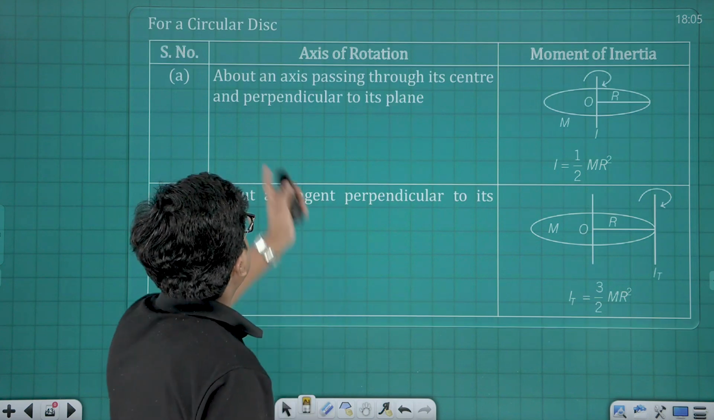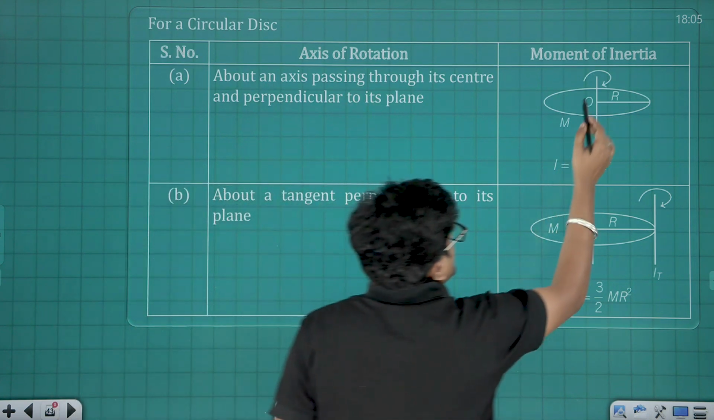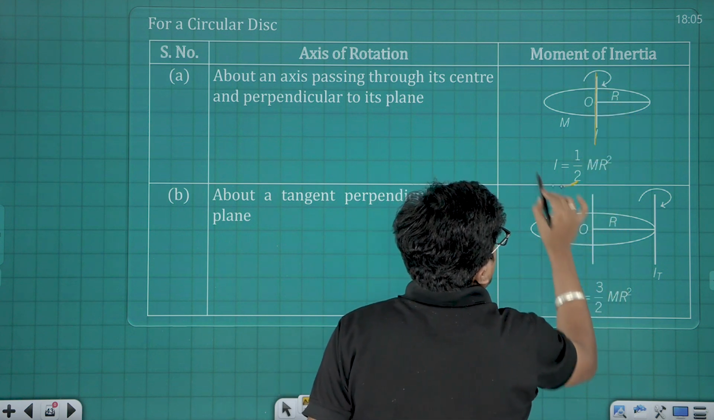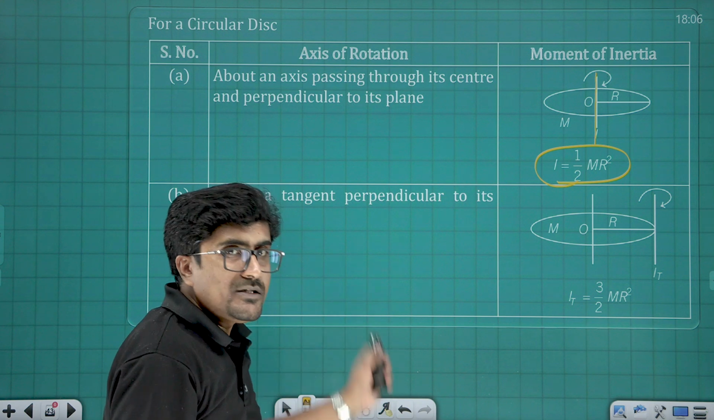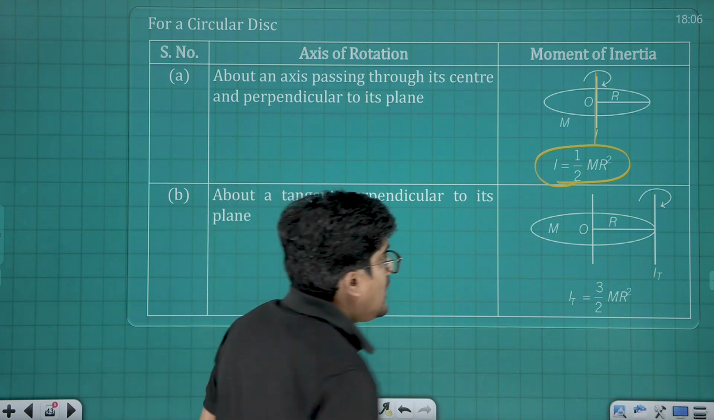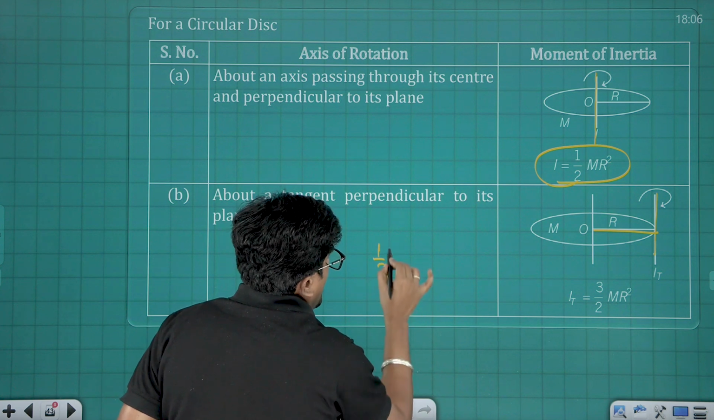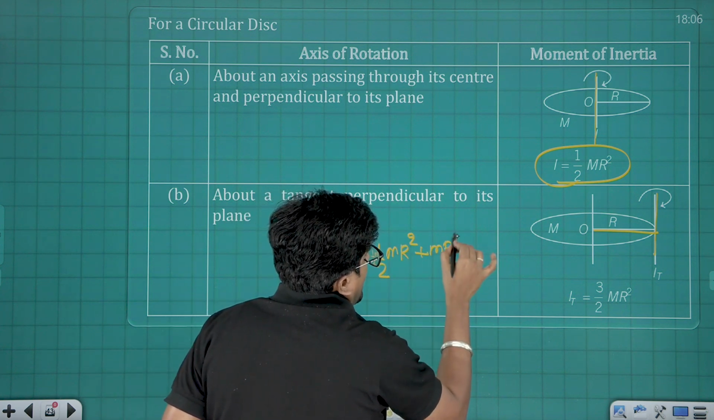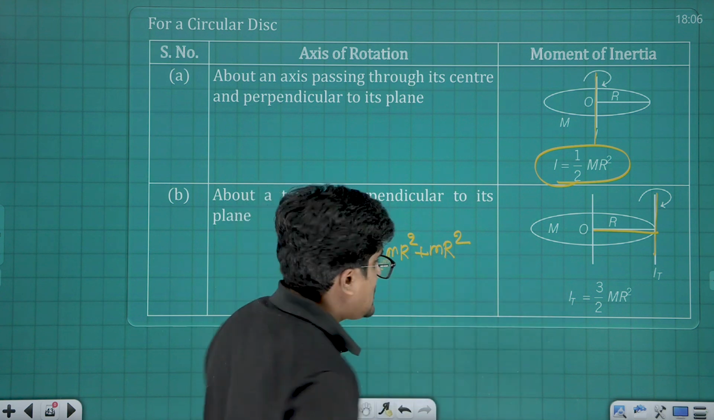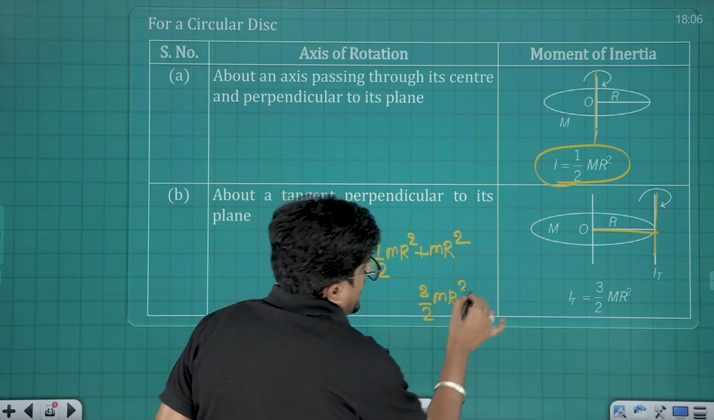Okay. So the same way for a disk we are going to do. For the disk with respect to its center of mass and perpendicular to the plane, it's going to be half of mr square. Now with respect to this, it is going to be half of mr square plus m into r square. You can see the relation. It's 3 by 2 times m into r square.